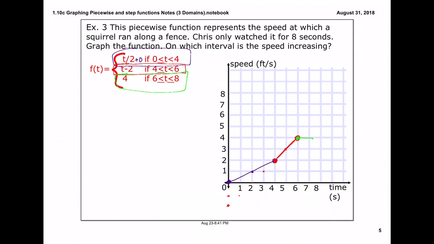He ran at a constant speed of 4 feet per second. On which interval is the speed increasing? Well, we can see both the purple and the red lines are going up. So we can say that it is increasing from 0, including 0, to 6, but not including 6 because it is an open circle on that. 4 is a constant feet per second speed, and the only inequality that would satisfy that is not an increasing inequality.